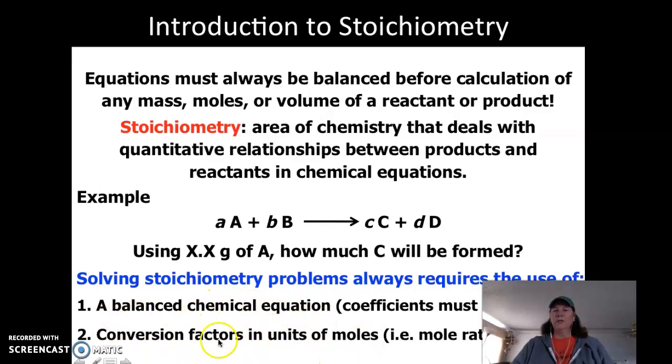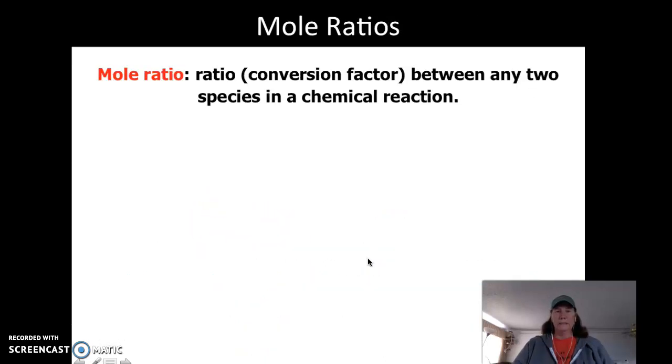And then our conversion units. We use our balanced equation to convert from moles of one substance to moles of another. And it's called a mole ratio. And it's the ratio of this to this or this to this, whatever you're trying to find. Okay. So mole ratio is a conversion factor. Again, it's just like multiplying by 1.